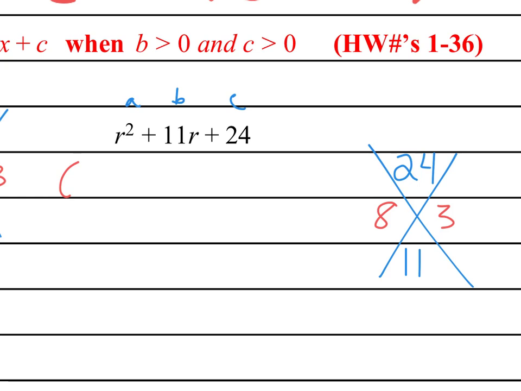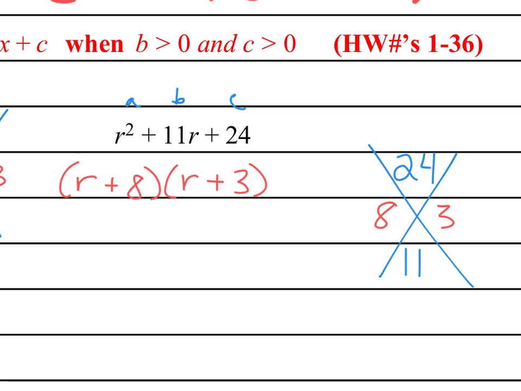X, not X, it's R, right? R plus 8 and R plus 3. You could quickly check your work in your head. That'd be R squared plus 3R plus 8R plus 24. If you combine like terms, that's right. So you're done.